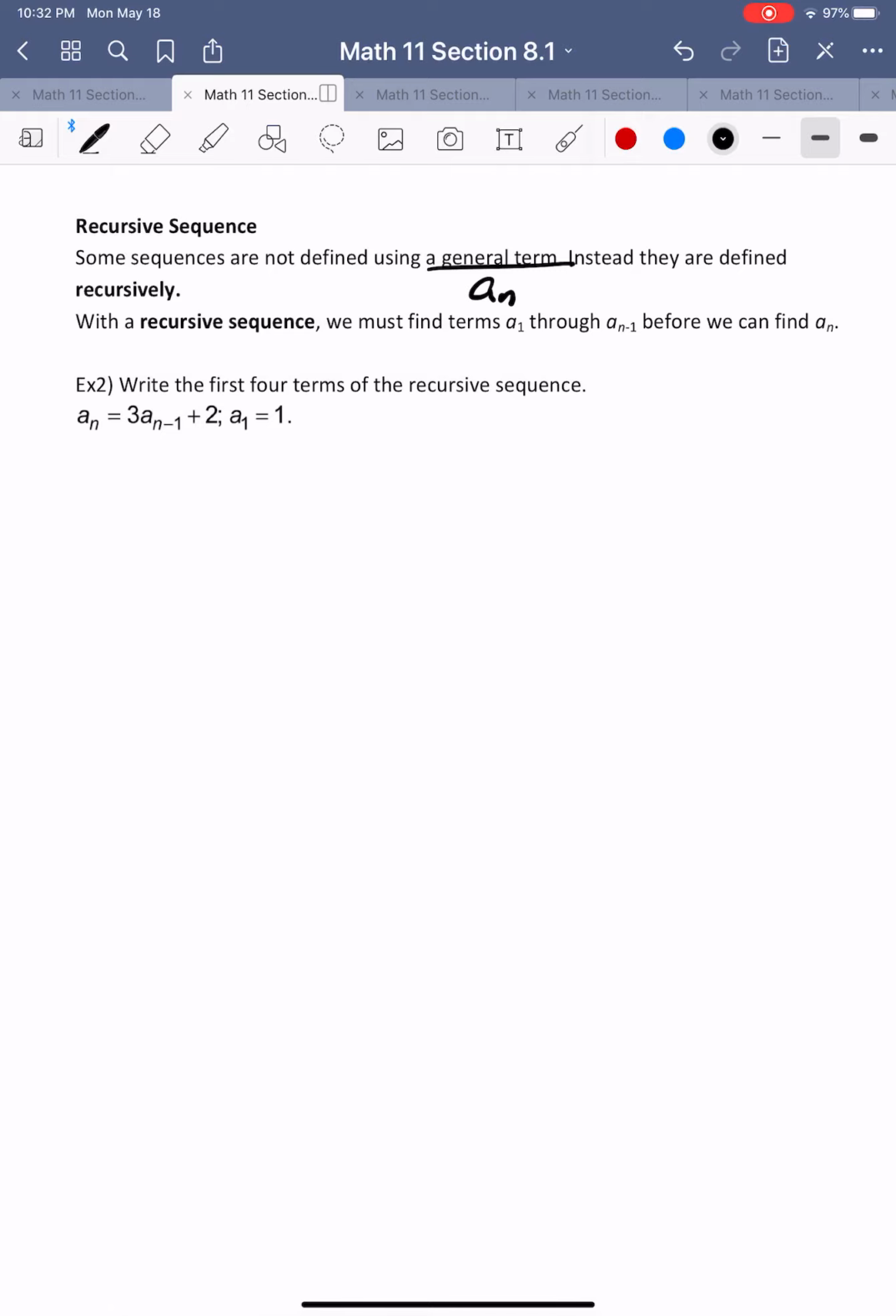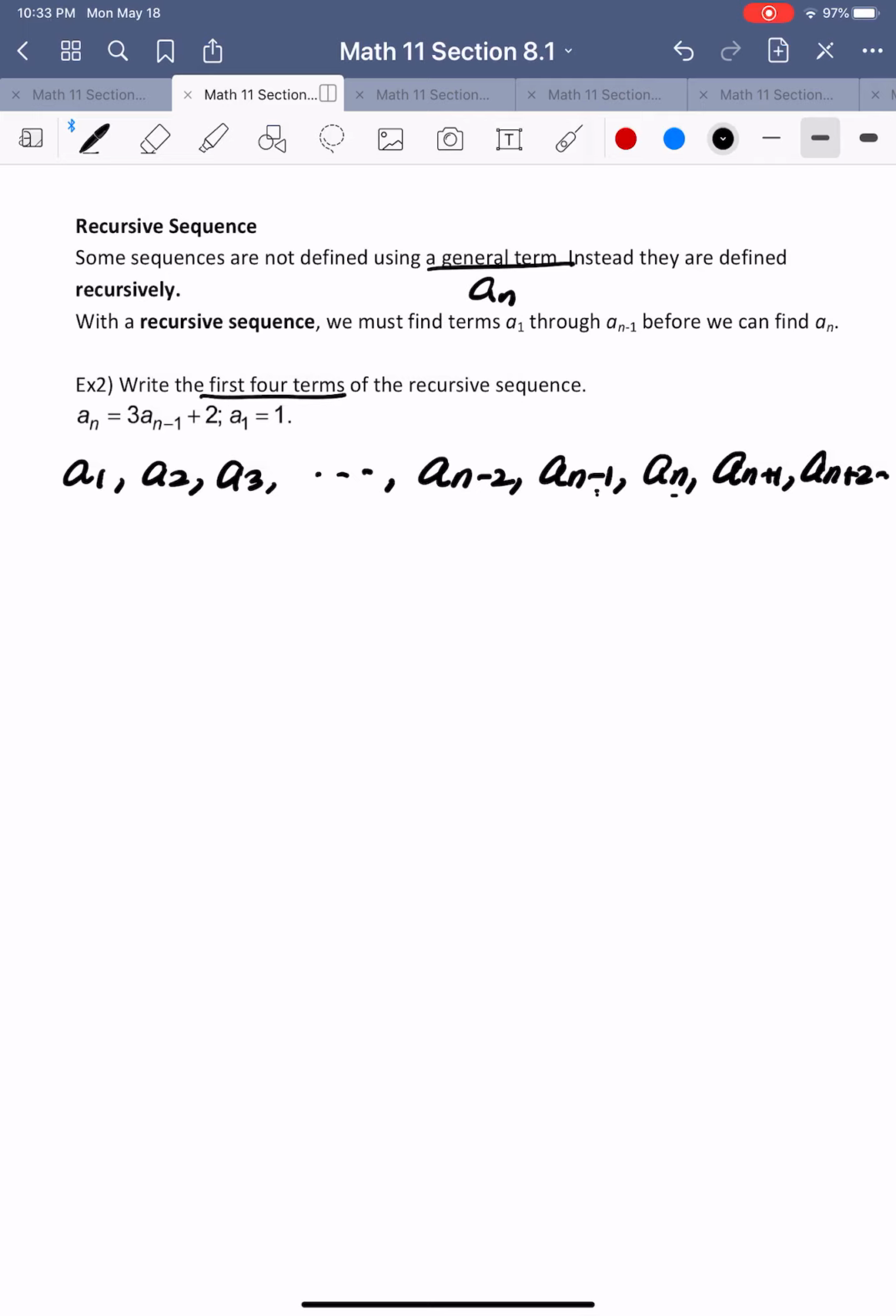So the sequence is actually going to be a1, a2, a3. And then in the middle, they say a sub n minus 2, a sub n minus 1, and a sub n, then a sub n plus 1, and then a sub n plus 2, and so on, okay? Which means, if you notice, one less than the n term is the previous term of a sub n, okay? So the question said write the first 4 terms again of the recursive sequence, okay?